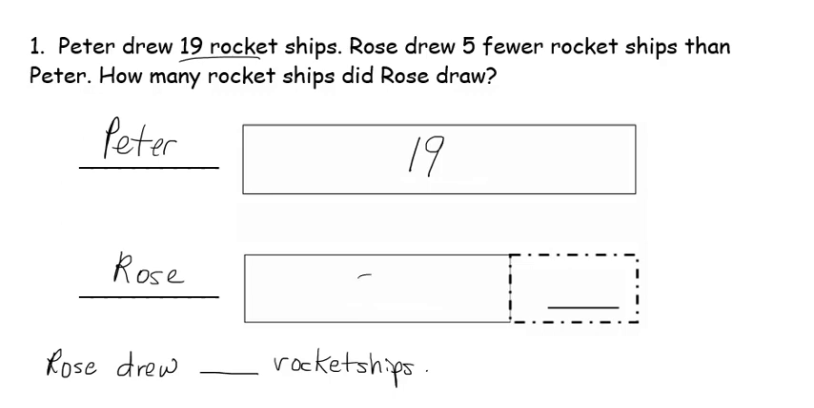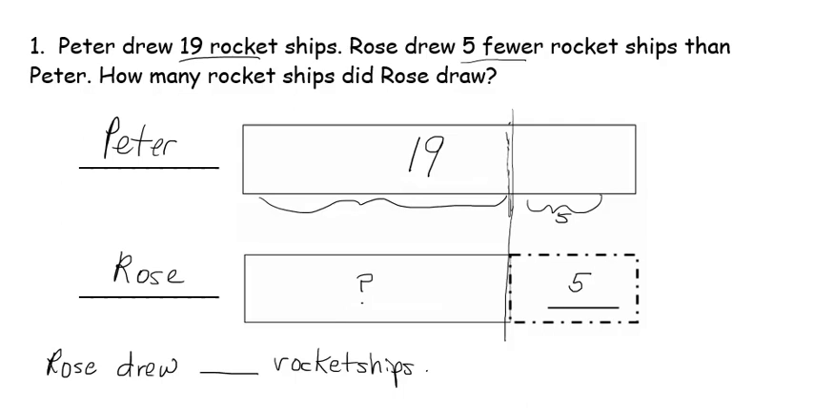And then we don't know how many rocket ships that Rose drew. But we do know the number she drew is 5 fewer than the number Peter drew. So that's what this dotted box here shows. We know that the difference between the two tapes is going to be 5. So now we still have to figure out how big Rose's tape is. Well, if we think about it, if both of these tapes were the same size, then this portion of Peter's would be 5. And then this portion would be the number we add to 5 to get 19.